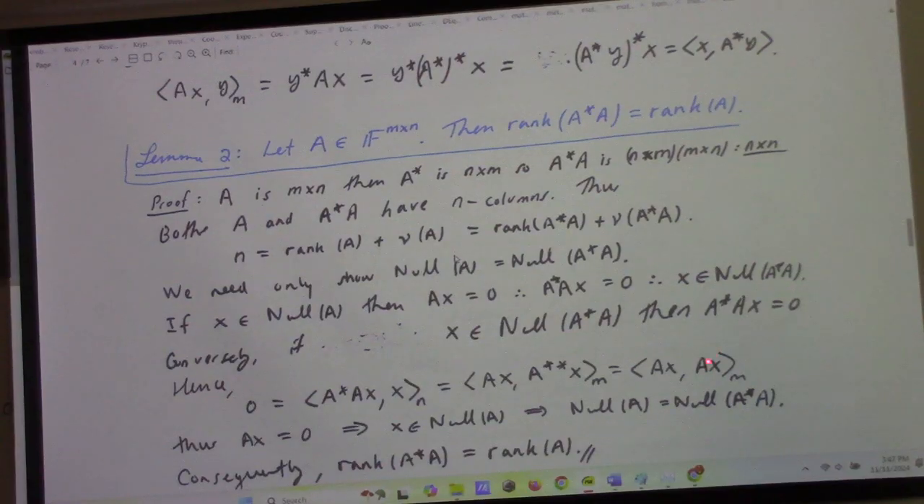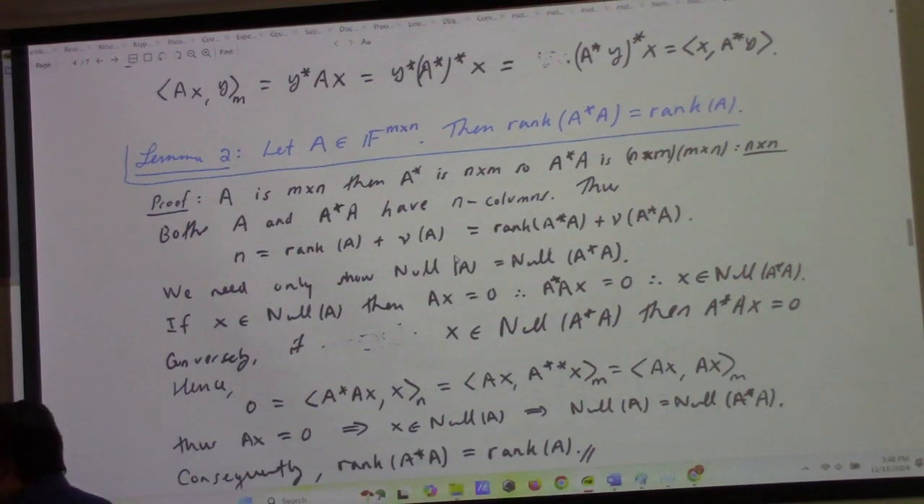So we get AX is m, but that's equal to 0. The only way you can have the inner product of a vector with itself being 0 is if it is the 0 vector. Therefore, AX is equal to 0. That shows x is in the null space of A. Therefore, we've shown double containment. They're equal. Therefore, their nullities are equal. Their dimensions are equal. Consequently, the rank of the two matrices are equal. Hooray. So that's kind of cool.